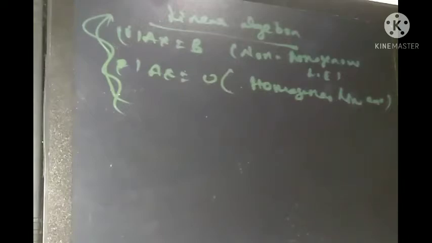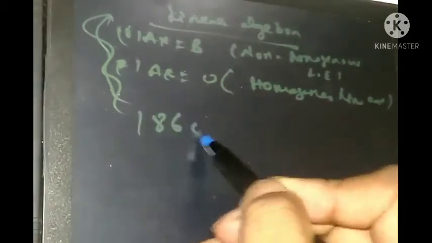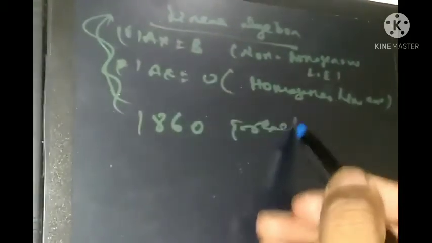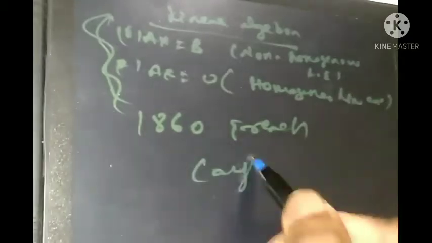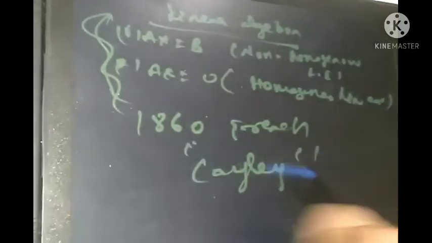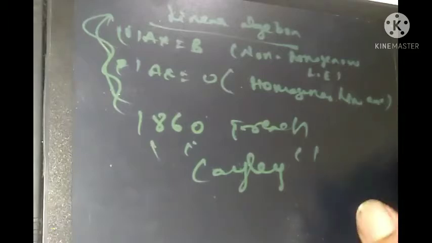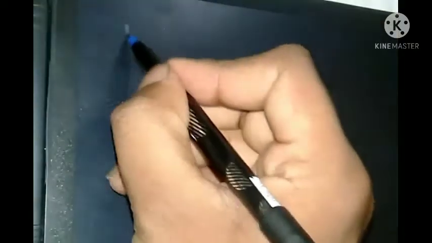The word matrix was introduced in 1860 by the French mathematician Cayley. This is the introduction of linear algebra. Now we move on to the definition of matrices.